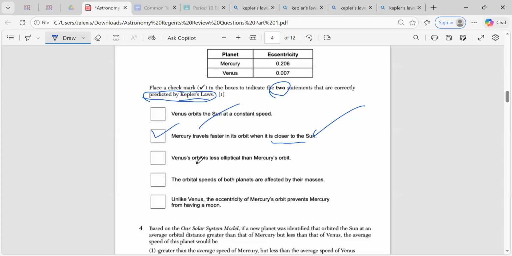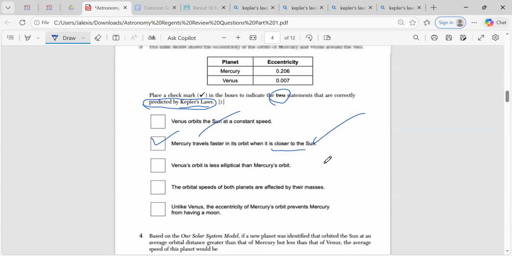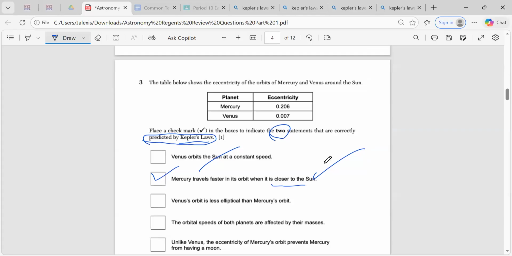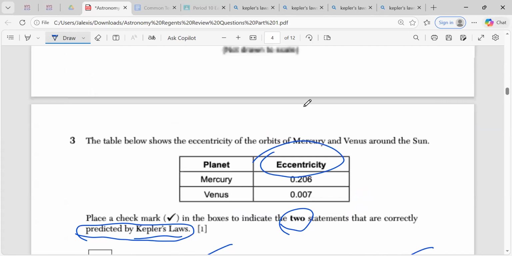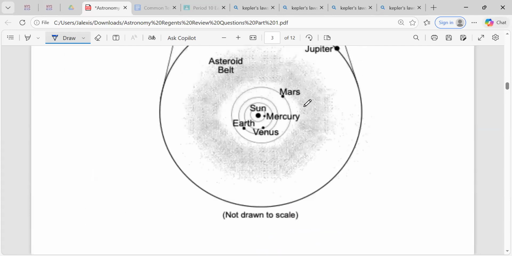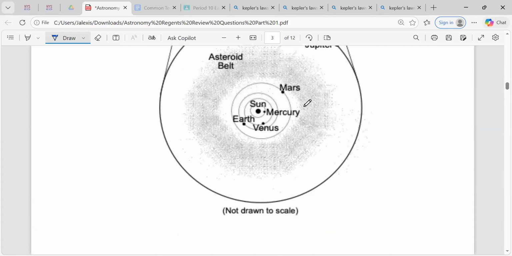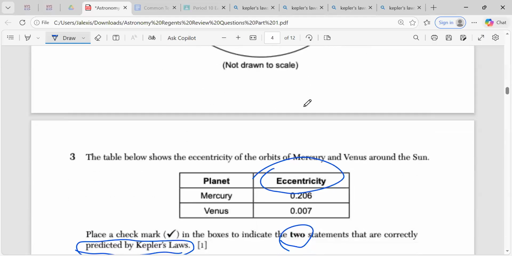Number three, Venus' orbit is less elliptical than Mercury's orbit. Let's talk about eccentricity real quick. Eccentricity only refers to the shape of a planet's orbit. What does that mean? Okay, that means if, for example, Mercury, and we can't really tell here, but I'll give you an example, let's say this is the sun and this is a planet.